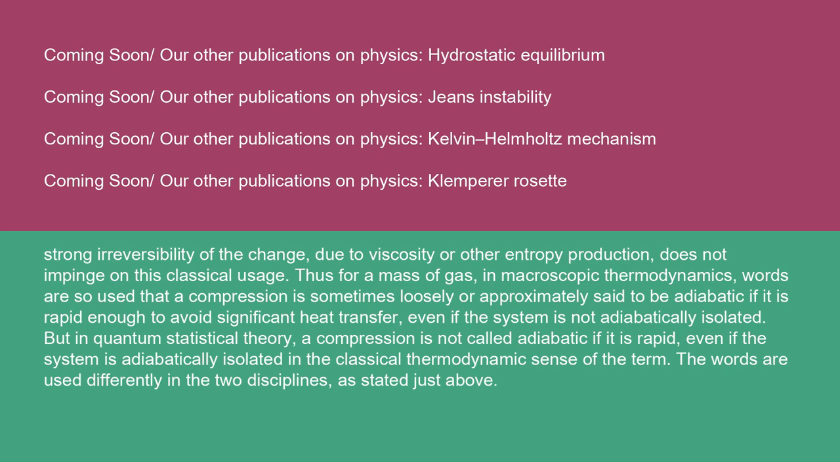Thus, for a mass of gas, in macroscopic thermodynamics, words are so used that a compression is sometimes loosely or approximately said to be adiabatic if it is rapid enough to avoid significant heat transfer, even if the system is not adiabatically isolated. But in quantum statistical theory, a compression is not called adiabatic if it is rapid, even if the system is adiabatically isolated in the classical thermodynamic sense of the term. The words are used differently in the two disciplines, as stated just above.